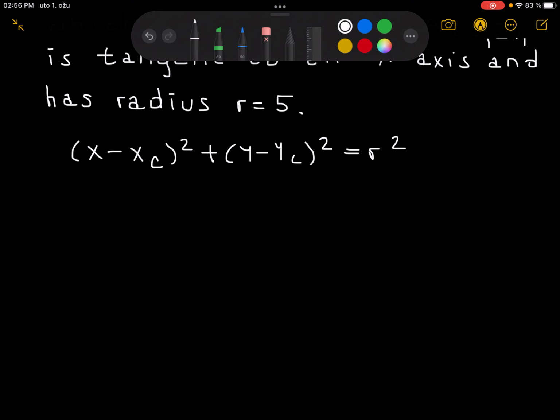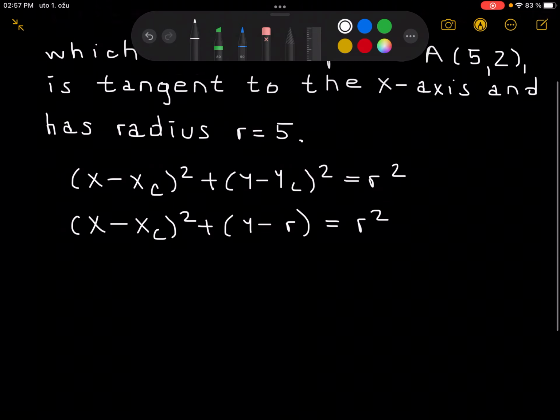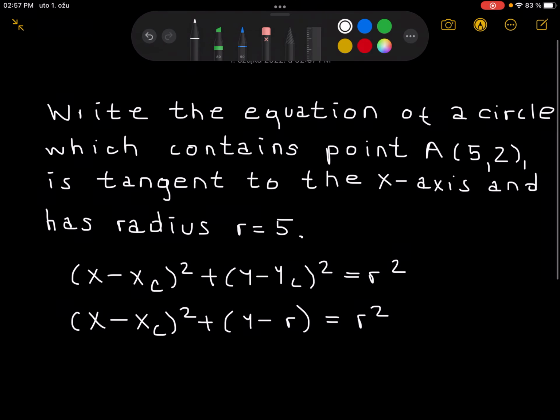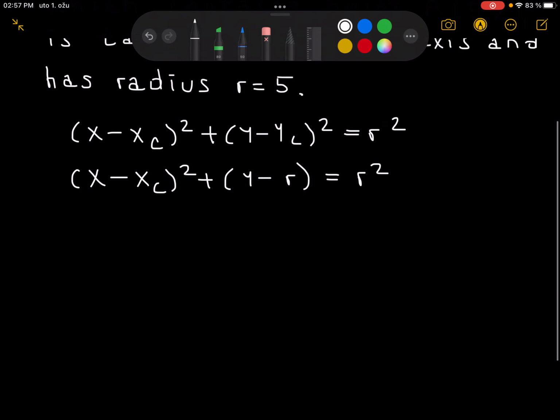Okay, so this is actually a pretty easy problem to solve. Why? Because we know from the second condition that we wanted this circle to be tangent to the x-axis, and for that to be true, yc must be equal to r. And since we know that r is equal to 5 and that it contains the point A with the coordinates x and y, we can just plug in those values.